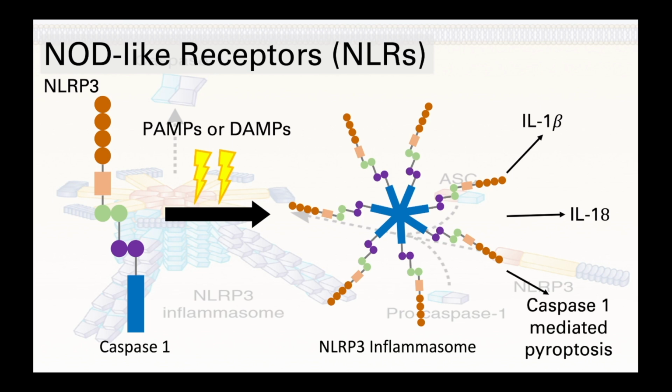The NLRP3, when it oligomerizes, is capable of cleaving pro-caspase-1 into active caspase-1, which in turn is able to convert pro-interleukin-1 beta into active interleukin-1 beta, which can be released into the surroundings. The NLRP3 inflammasome can also activate interleukin-18, which is another pro-inflammatory cytokine that drives interferon gamma production, and may result in a process called pyroptosis, which is a highly inflammatory form of cell death that sometimes occurs during infection with an intracellular pathogen. And that leads us nicely onto the last part of this video.